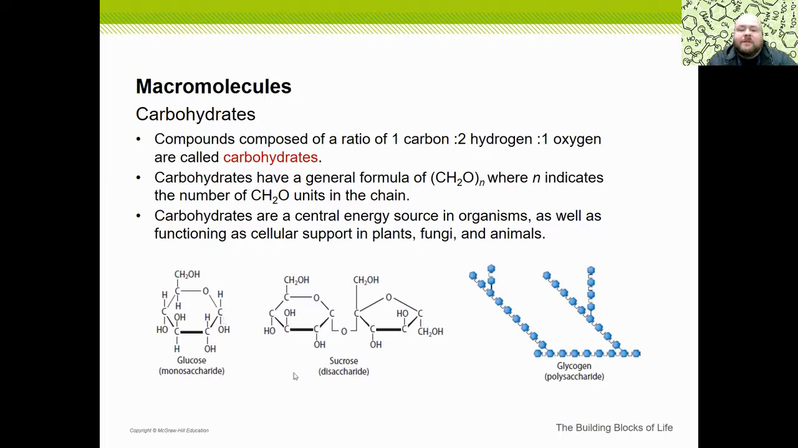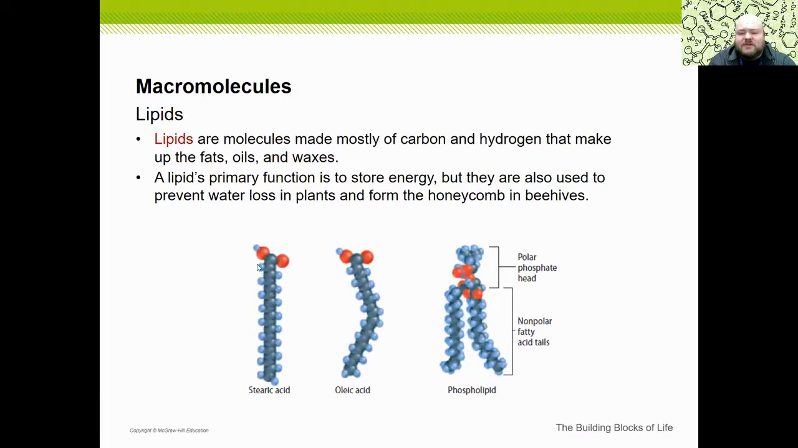And carbohydrates are a central source of energy for organisms, as well as functioning for cellular support in some plants and fungi and animals. But that's what carbs are. Let's look at lipids. Lipids are molecules made of mostly carbon and hydrogen, and they make up things like fats and oils and waxes. The main function of a lipid is to store energy, but they can also be used to prevent water loss in plants, or they form honeycombs in a beehive.